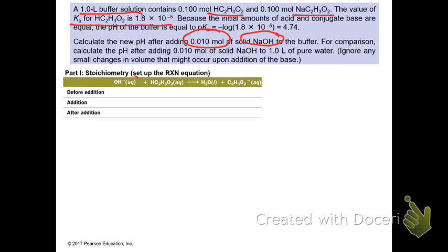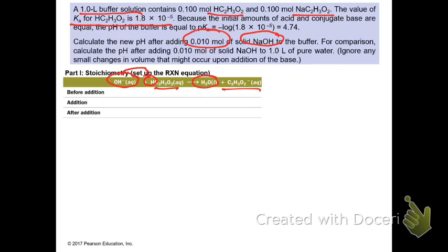So the sodium hydroxide will react with this hydrogen, which is present in the acid. So this is the acetic acid. When sodium hydroxide reacts with hydrogen, it forms water. And then what's left is the conjugate base, which is going to be one of the products, the conjugate base.